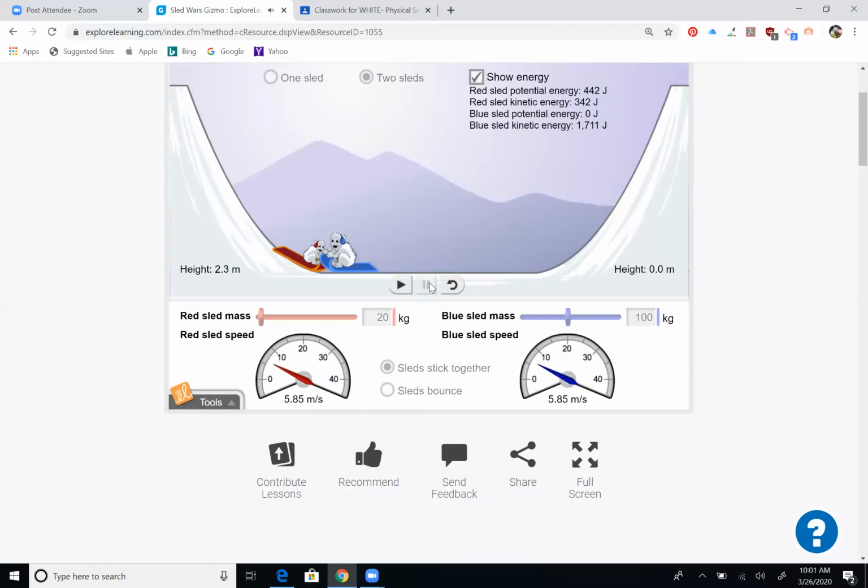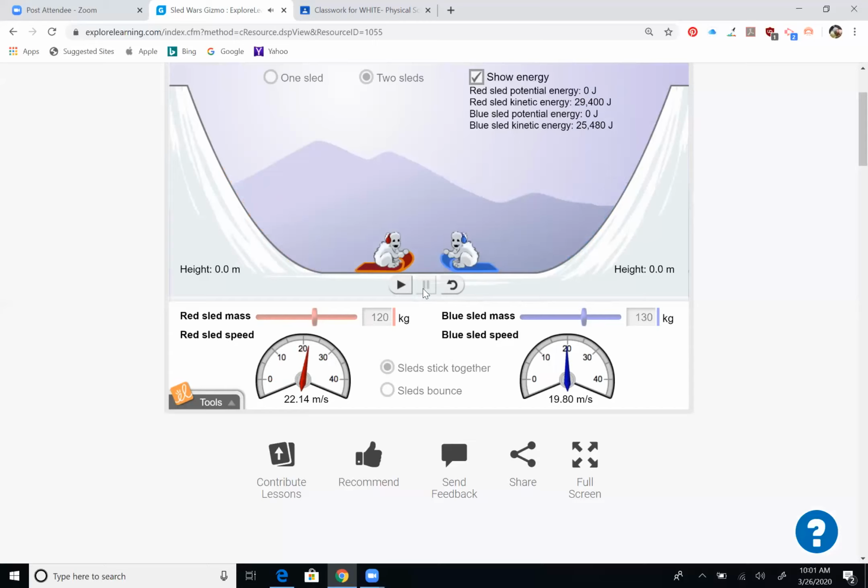All right, so now we're going to do the same thing. Reset. The red sled goes to 25 meters. The blue sled goes to 20 meters. Red sled mass is 120. Blue sled mass is 130. All right, so I'm going to hit play.